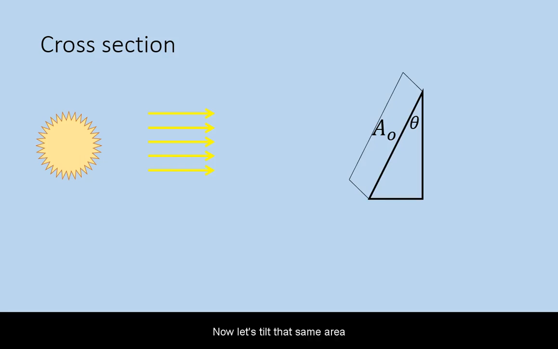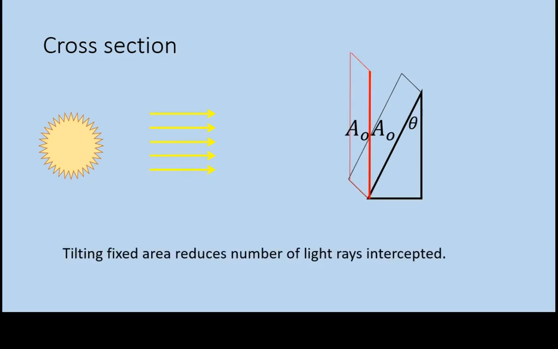Now let's tilt that same area away from the perpendicular to the incoming light by angle theta. If we think about this in terms of total light rays intercepted, the tilting reduces this number.